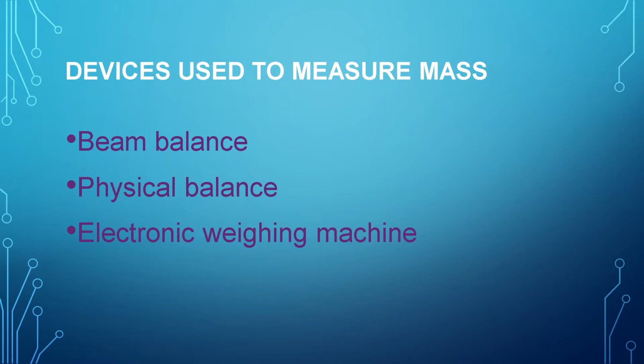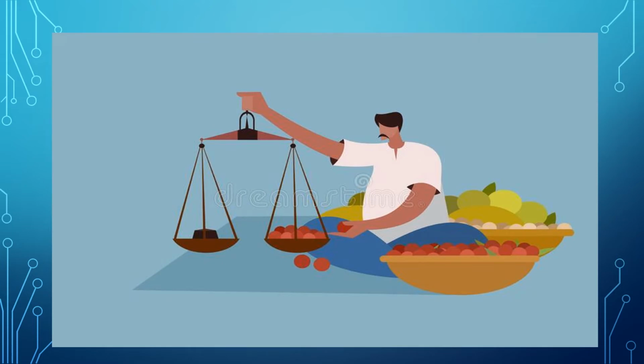Let me explain how to measure this mass. We use different devices in our day-to-day life, like beam balance, physical balance, electronic weighing machine, etc. This is the picture you might have seen many times when you go to buy vegetables or fruits. The vegetable vendor or fruit vendor might be using this type of instrument, a balance, for weighing the fruits and vegetables, and this is a beam balance.